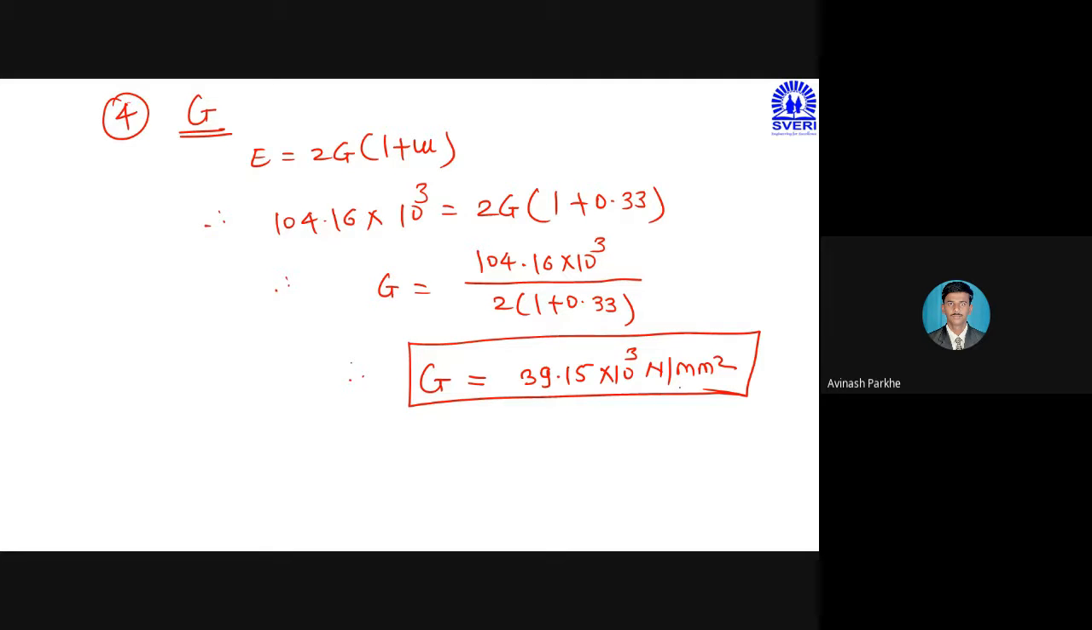By using that we can calculate the Poisson's ratio, and once Poisson's ratio is calculated, the remaining terms we can calculate by using the relations of the elastic constants, that is E is equal to 3K(1-2μ) and E is equal to 2G(1+μ). So this is about the numericals based on the elastic constants. Only this much variety is there. Other than this, there is no other variety based on the calculation of the elastic constants.